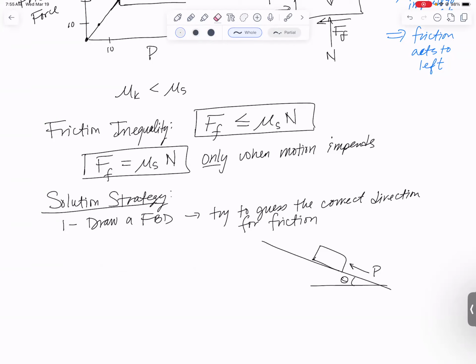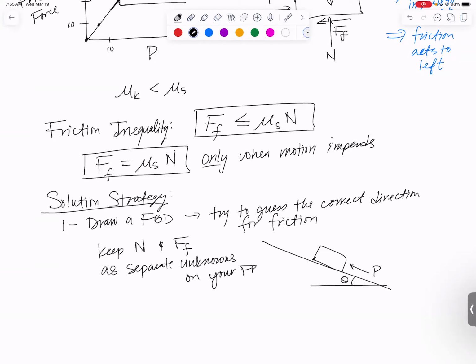The other thing I want to mention about free body diagrams before we go to our next step is I want you to keep N and the friction force, the normal force and the friction force, as separate unknowns on your free body diagram. I've seen a lot of students, because you have this friction equation drilled into your head from physics, want to just replace friction with this on their diagram. Don't do that, because this is not always true. This is only true when motion impends.